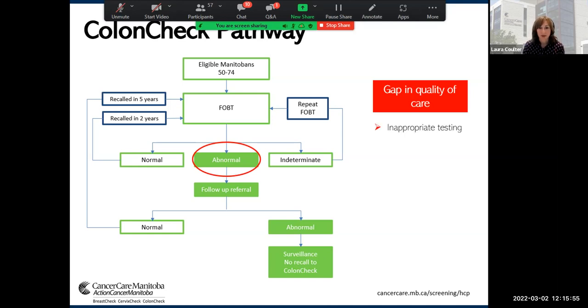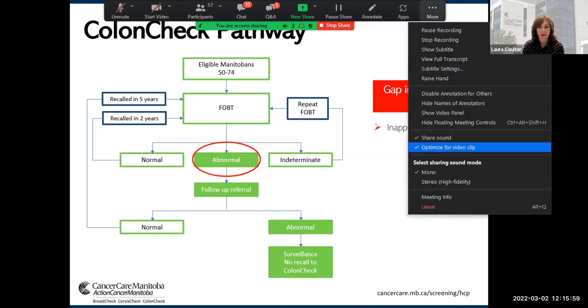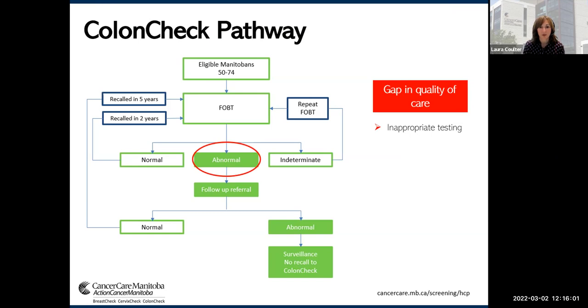Fortunately, follow-up investigation ensued due to their abnormal result, but it is a great concern to consider how many individuals with normal results did not undergo appropriate testing. Assuming a similar percentage of 8%, this may have affected upwards of 2,300 ColonCheck participants per year.